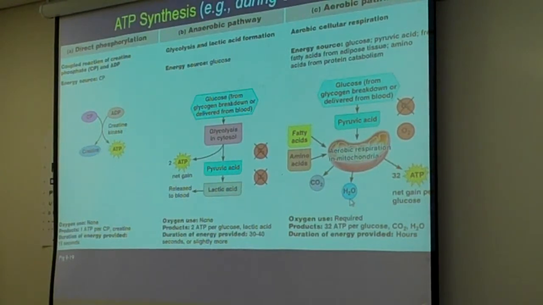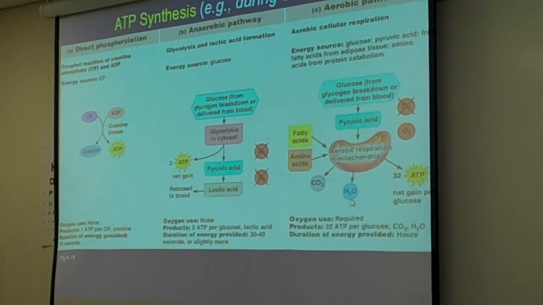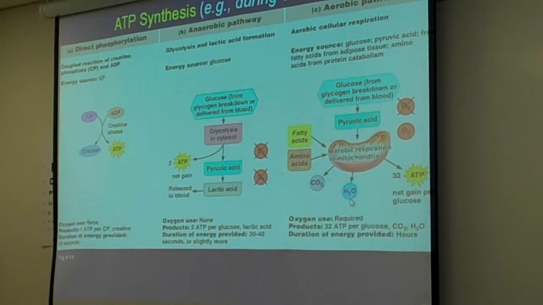The other reason, there's more steps involved in breaking down triglycerides compared to breaking down glucose. Once you get the free fatty acids off of the triglyceride, then you have to cut it up into 2 carbon pieces. And then each 2 carbon piece goes into the Krebs cycle, which is the enzymatic pathway in the mitochondria.